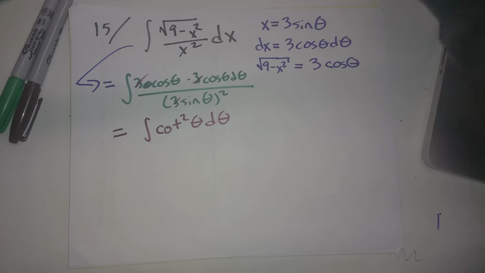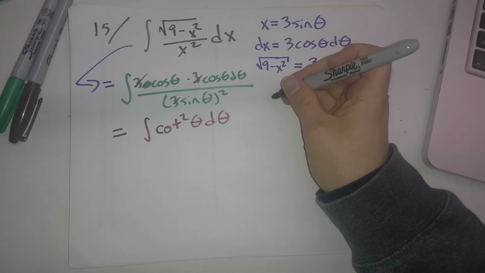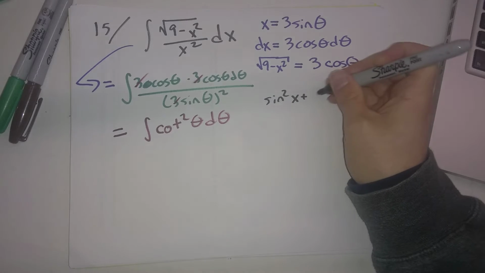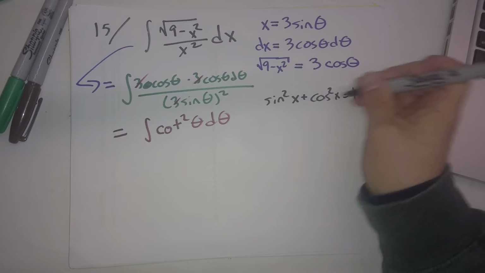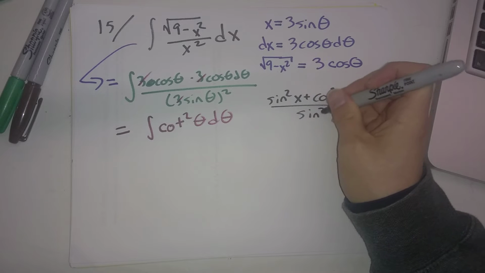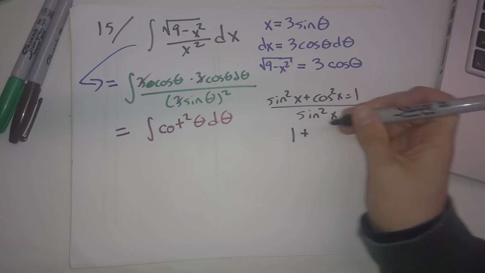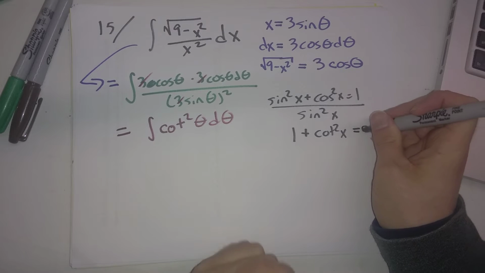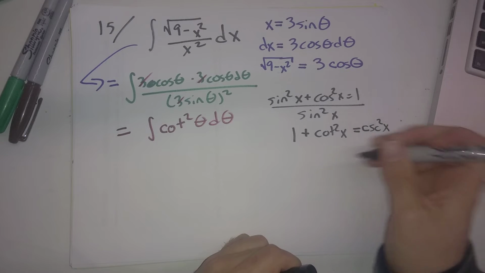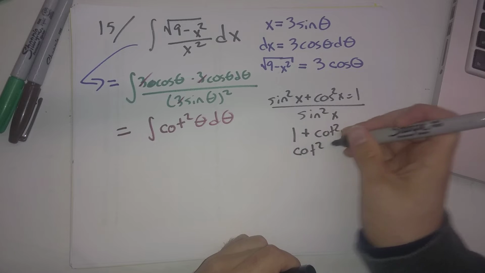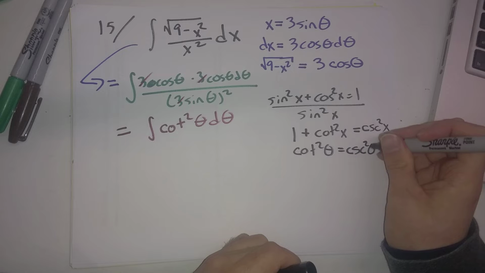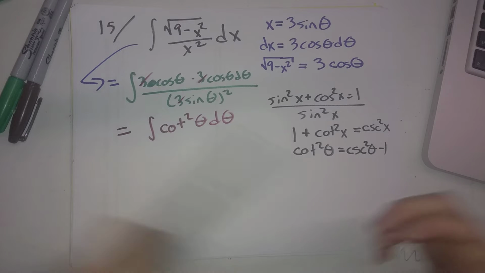For the antiderivative of cotangent squared, we should know sine squared x plus cosine squared x is equal to 1. Divide everything by sine squared x. 1 plus cotangent squared x is equal to cosecant squared x. So cotangent squared theta is equal to cosecant squared theta minus 1.